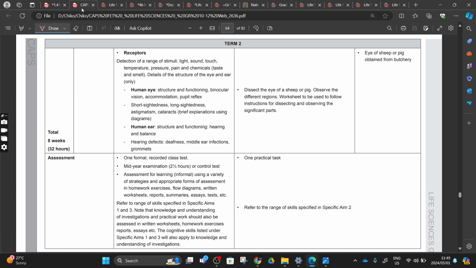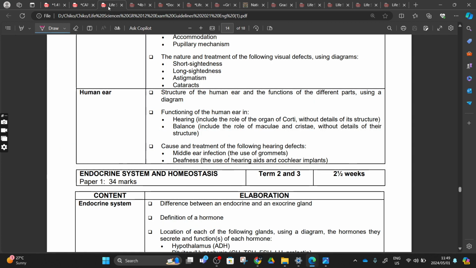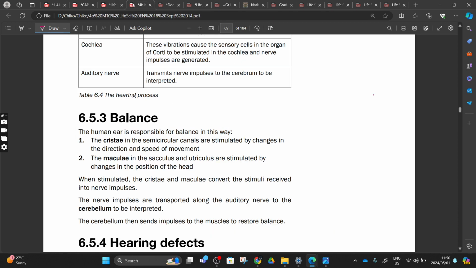So thank you. Human ear, we are done here. We are done with this part. The part that we are left with is our hearing defects. This we are going to do tomorrow, Thursday, then Friday, according to our weekly plan. So we are moving on. Examination guidelines, done. Up until here, we are done. You will agree with me, right? Agreed. Let's move on.